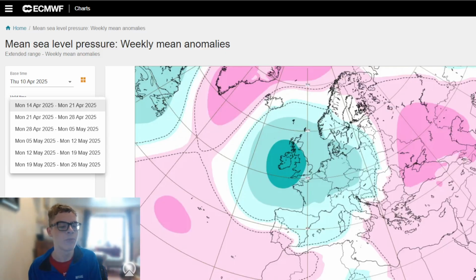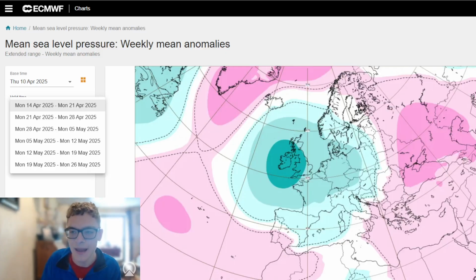Today we are going to be taking a look at the latest weather prospects for the next 6 weeks with the ECM set of models. We'll have a look at the mean sea level pressure anomalies, the 500 millibar heights, the precipitation and the temperature anomalies, which will take us through to the end of May. We'll also have a look at the seasonal model for May to see what temperature anomalies are looking like for the month of May.